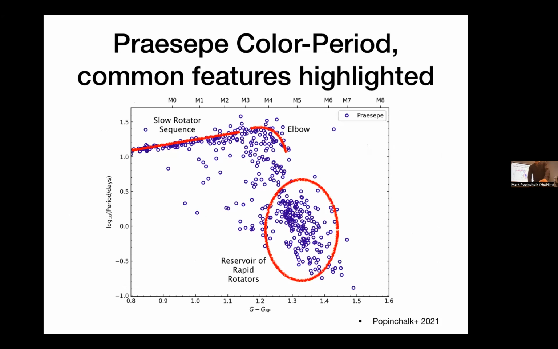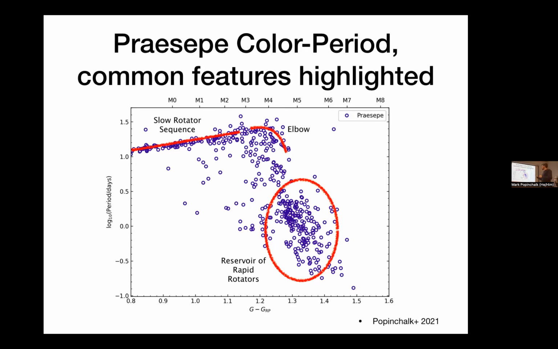I want to talk about some of the distributions we saw and what we can say about M-dwarfs and how they change their rotation period over time. I'm going to be talking about these distributions, so I want to clarify some of the language I'm going to be using.